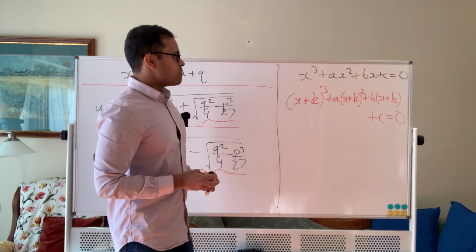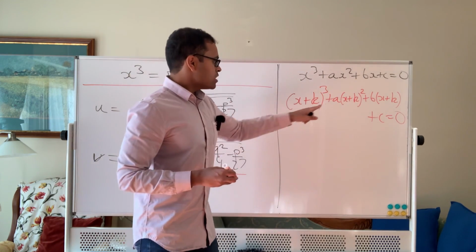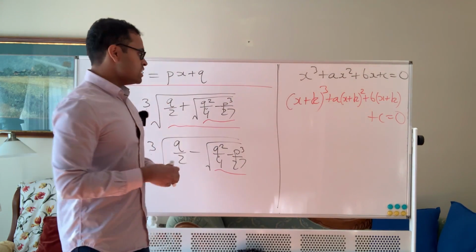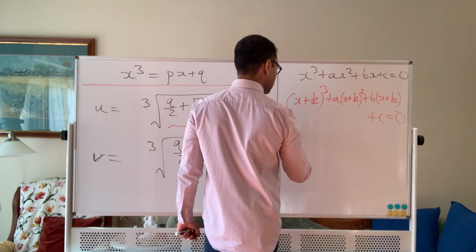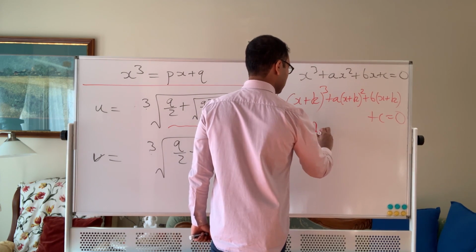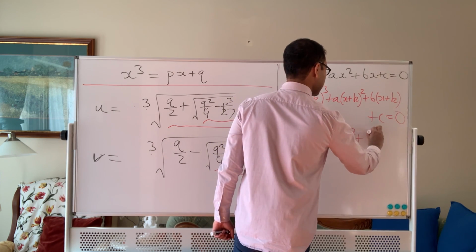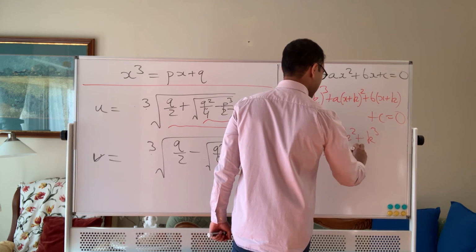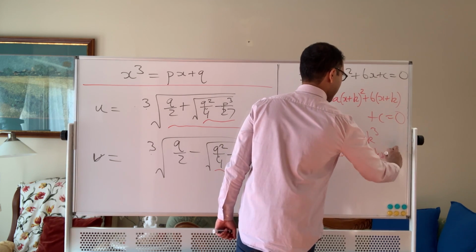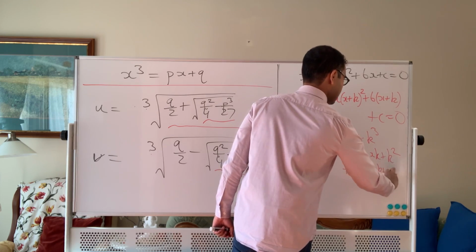Okay, and so then what you have to do is just figure out a k so that you can get the x squared coefficient in this equation to be 0. And that's easy enough because if you expand this out again using the binomial theorem, you get x cubed plus 3x squared k plus 3xk squared plus k cubed plus ax squared plus 2axk plus ak squared plus bx plus bk plus c equals 0.